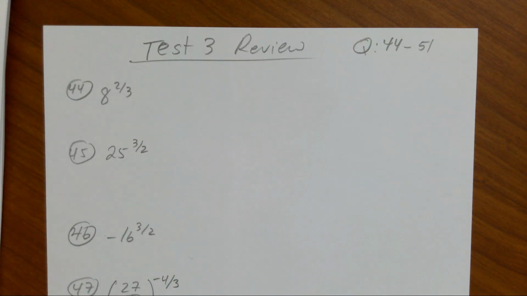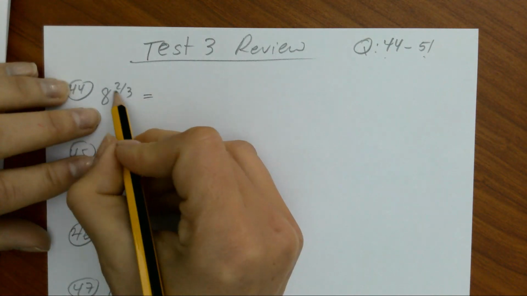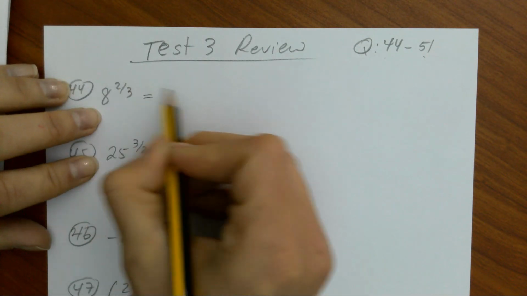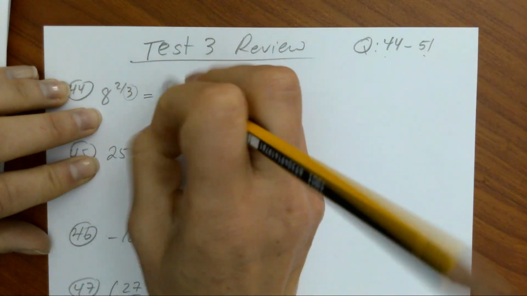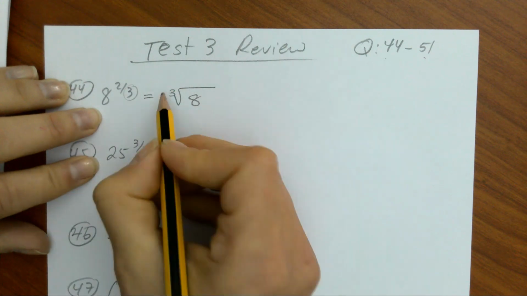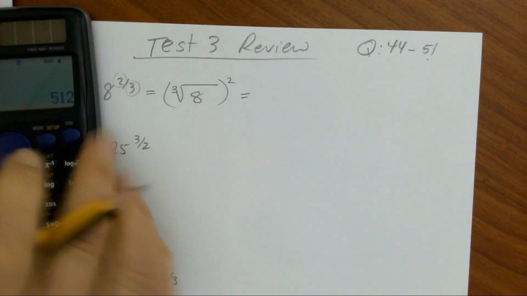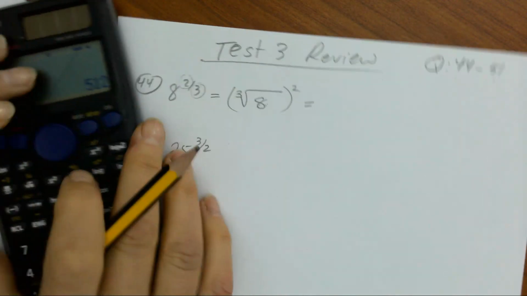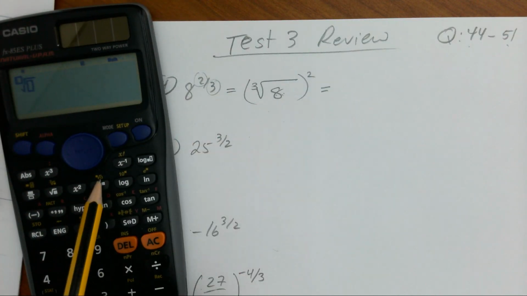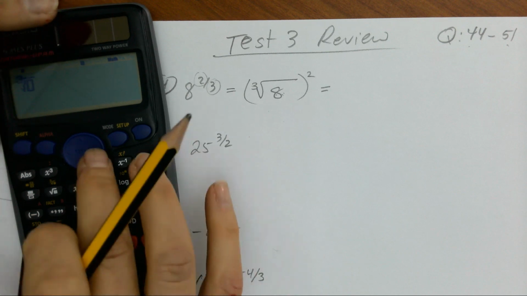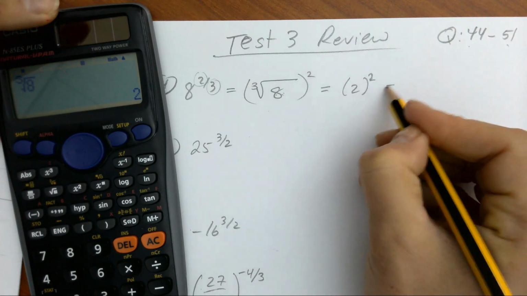Okay, so this is test 3 review, questions 44 to 51. Whenever we have a fractional exponent, we use a radical sign. And this goes down below, this goes here, and this one becomes the power. So I have to say what times what times what is 8. I'm just going to use my calculator for this. There's this button here, the yellow one, so I have to go shift first. The third root of 8 is 2, and then 2 squared is just 4.